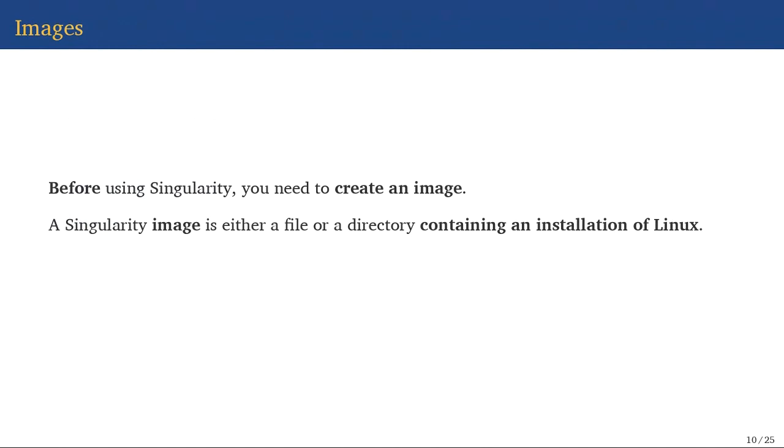Okay, so for images, when you want to use Singularity, what you need to do is create an image. If you already have an image, awesome, then you're off to the races. But if you don't have an image, you need to make one. Very commonly, people will pull images from Docker Hub, but you can get images from other places, and you can even make your own. So for Singularity, the image will either be a file or a directory, and they'll contain an installation of Linux.